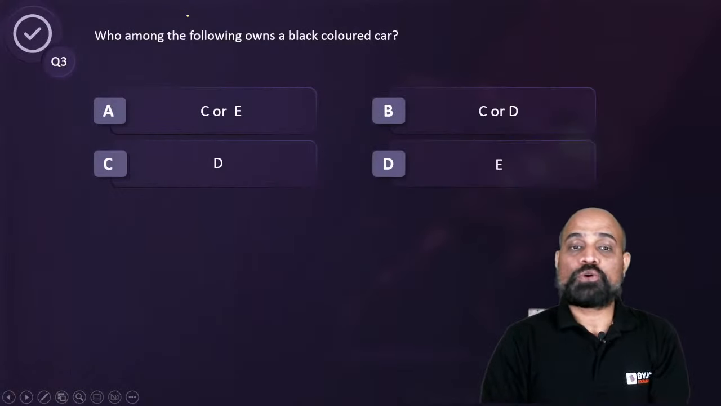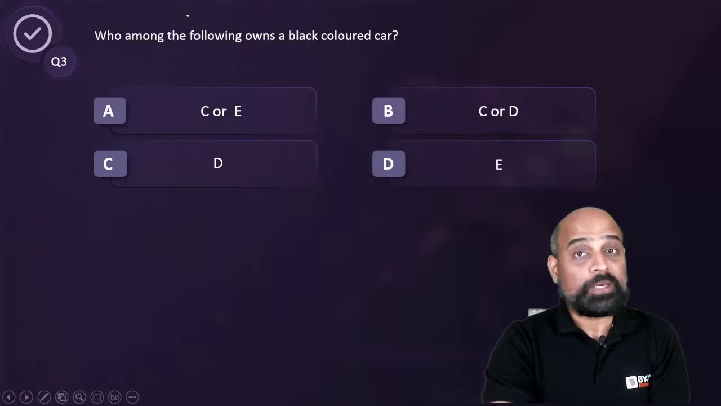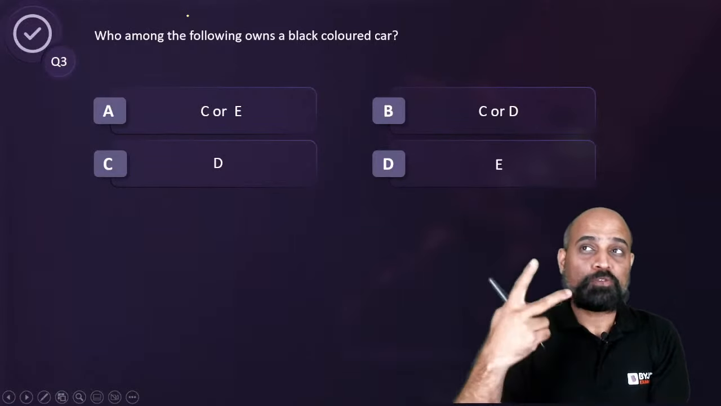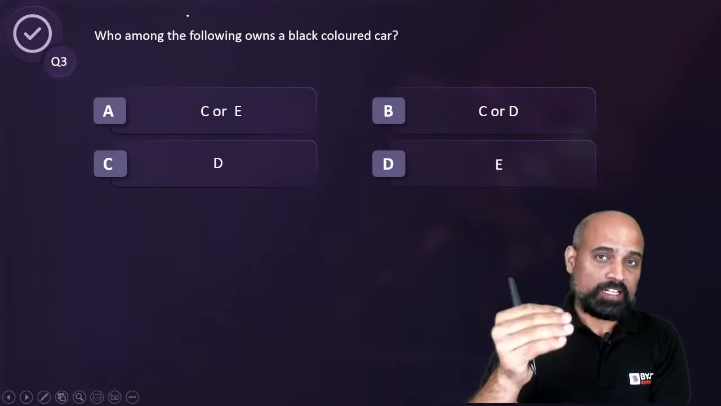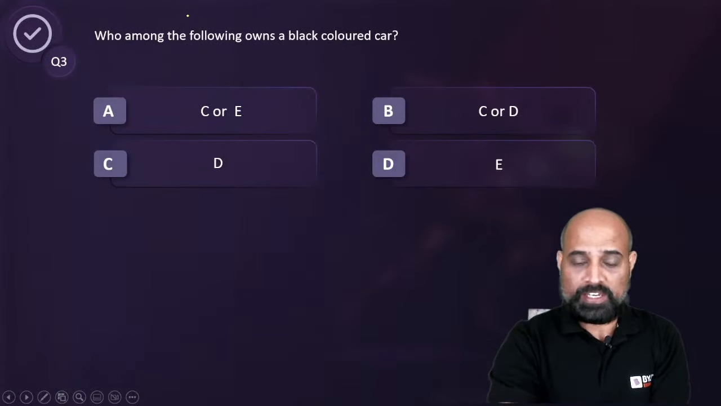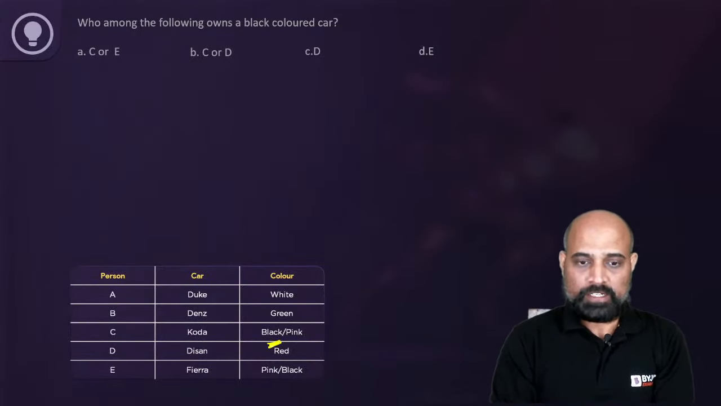Who among the following owns a black colored car? तो B किधर है? If you remember, B was in 2 cases. It was the 3rd guy and the 5th guy. It was C or E, right? Black could be here at C or E.